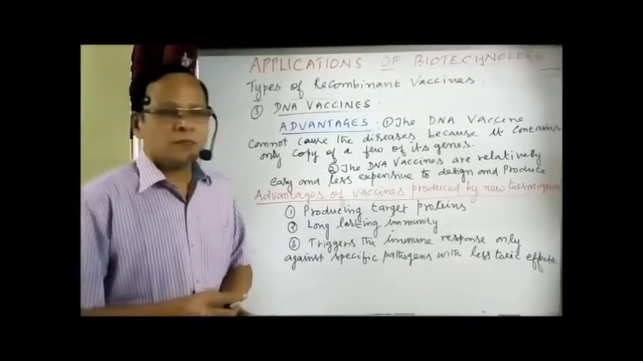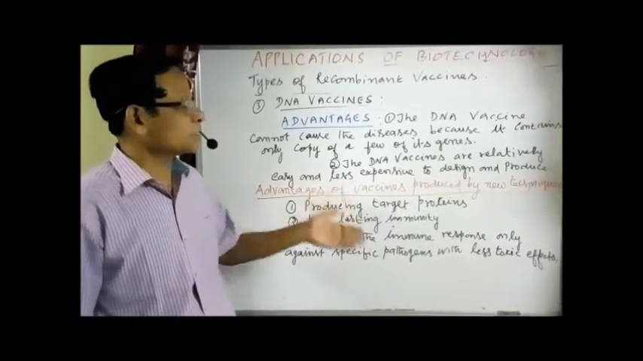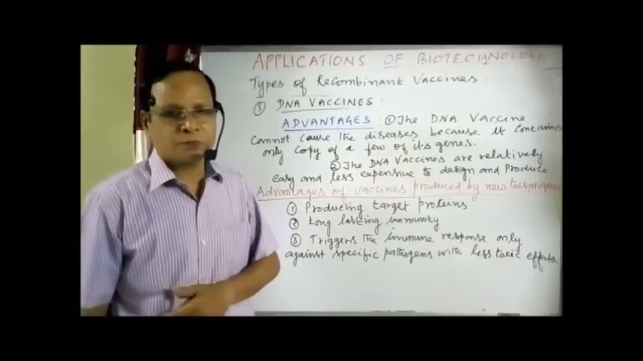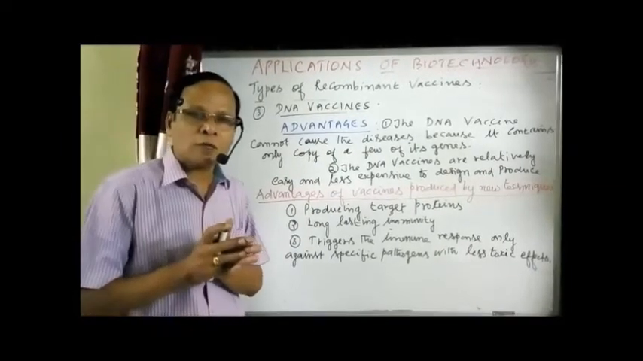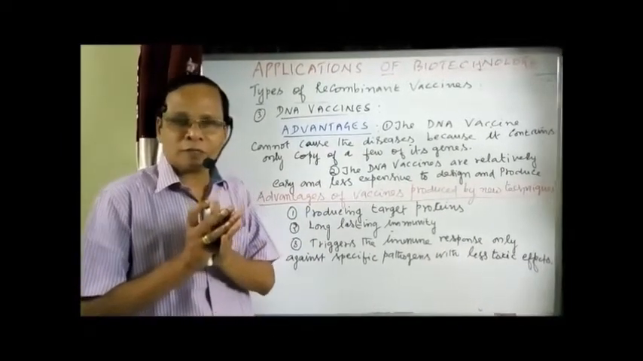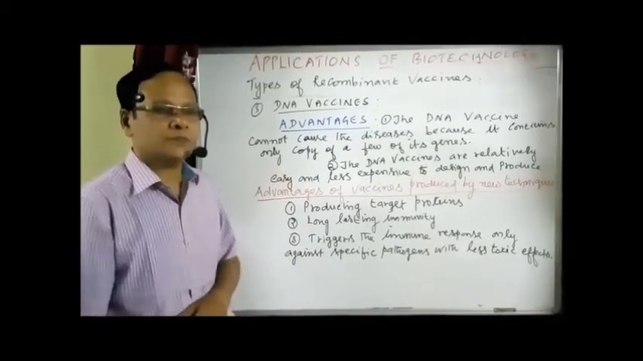The second one, the DNA vaccines are relatively easy and less expensive to design and produce. That's about the advantage. Now, what are the common advantages because of the production of vaccines through this technique, what is called recombinant DNA technology?